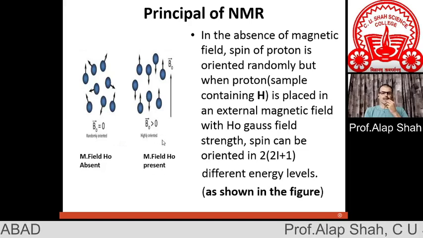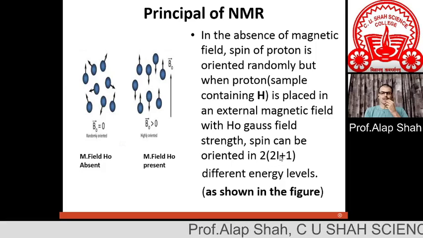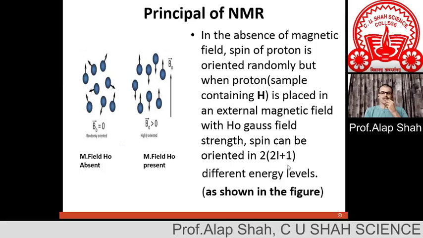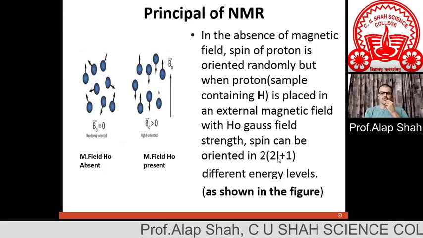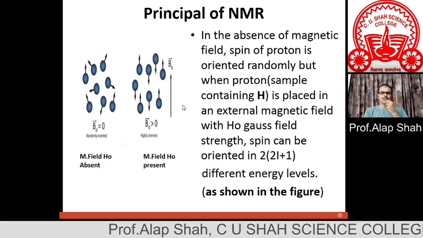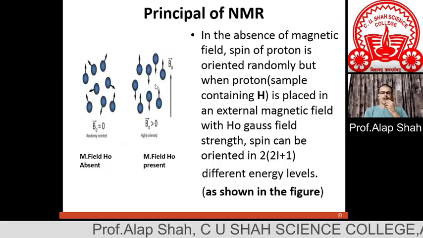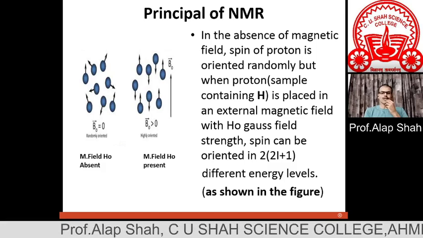In the presence of a magnetic field, these randomly oriented spins orient themselves into 2I plus 1 energy levels. What is I? We know that I is the total nuclear spin. In the case of hydrogen, this I value is 1/2. So for hydrogen, if you put I value 1/2 in this equation, you will get the answer 2. So you can see in this figure that the hydrogen nucleus spins are oriented in two different orientations.